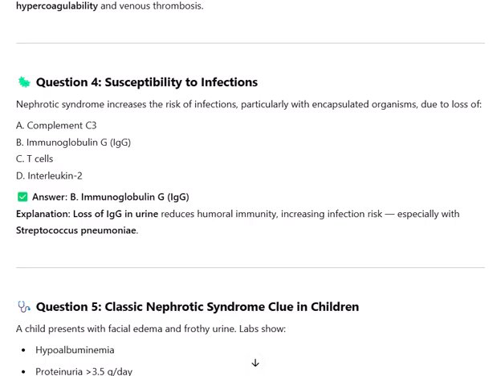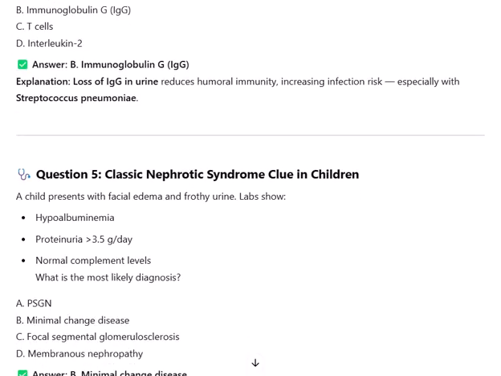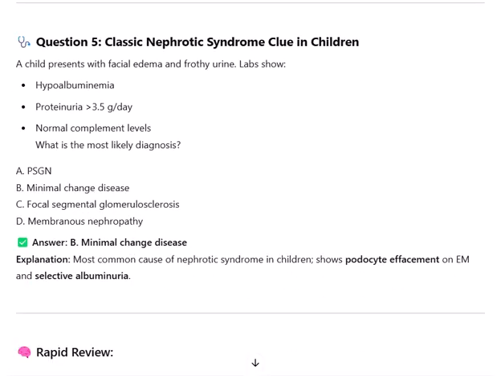Question 5. Classic nephrotic syndrome clue in children. A child presents with facial edema and frothy urine. Labs show hypoalbuminemia, proteinuria, 3.5 grams per day, normal complement levels. What is the most likely diagnosis? A. PSGN, B. Minimal change disease, C. Focal segmental glomerulosclerosis, D. Membranous nephropathy.